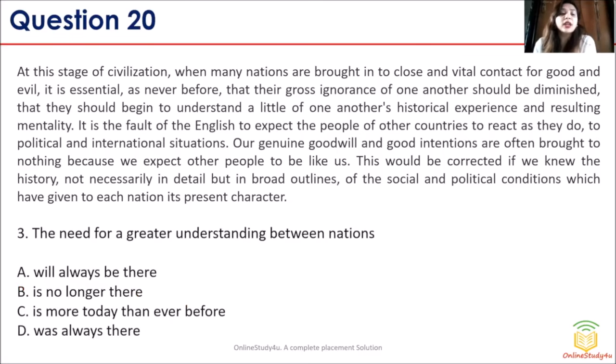Last question. The need for greater understanding between nations will always be there, is no longer there, is more today than ever before, and was always there. Which one is the correct answer? When many nations are brought in close and vital contact for the good and evil, it is essential as never before, which means it is more today than ever before. That is your correct answer for question number 3.